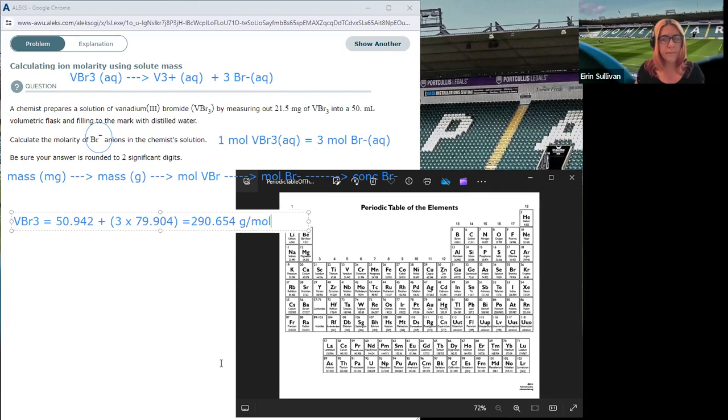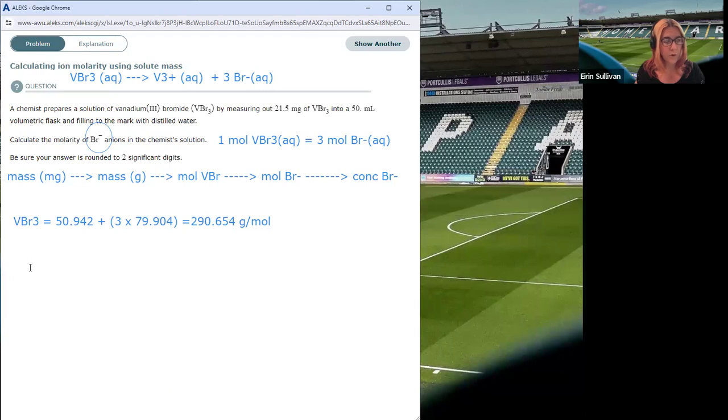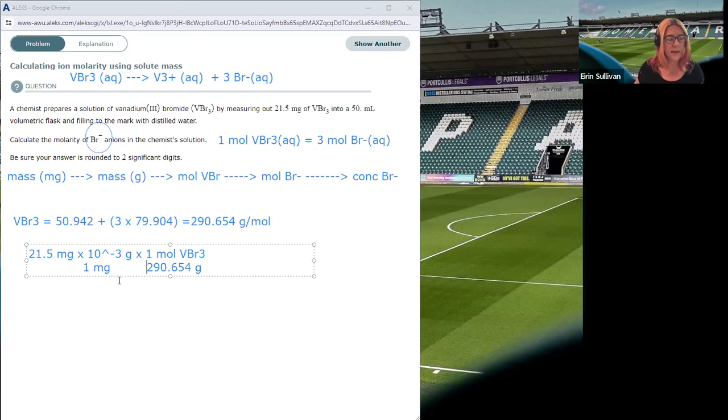Okay, so let's do it then. And we know the prefix milli is 10 to the -3. So mass in milligrams was 21.5 milligrams. Convert mass in milligrams to mass in grams. 1 milligram equals 10 to the -3 grams. So we got rid of milligrams, and then we know that 1 mole of vanadium 3 bromide weighs exactly whatever I just calculated, 290.654 grams. So as of this point, milligrams cancels, grams cancel.